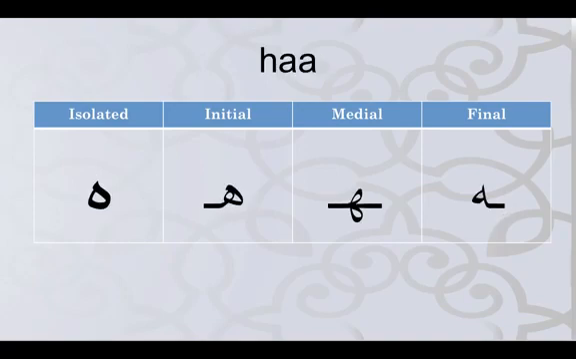This is the letter ha. Its isolated form you've already learned about. But when it's written in its initial form, it takes two shapes. It's basically a circle that you cut in half. That's what it looks like in the initial and medial forms. And in the final form, it's also different. So we will learn all about this letter in our exercises as well.